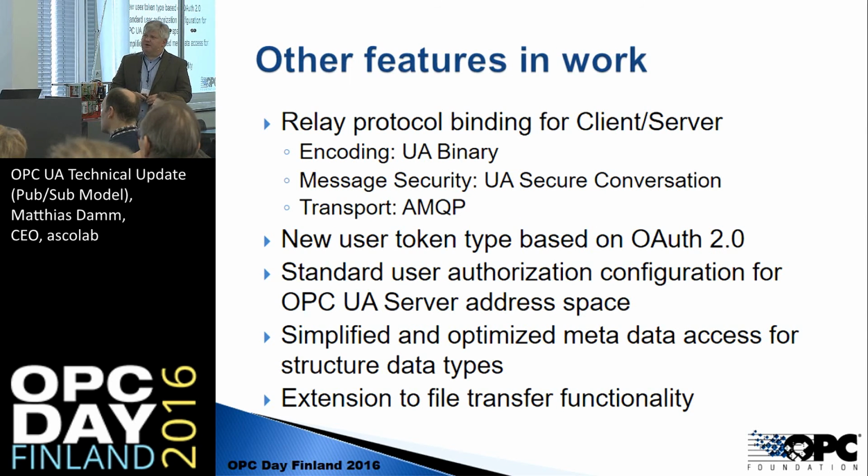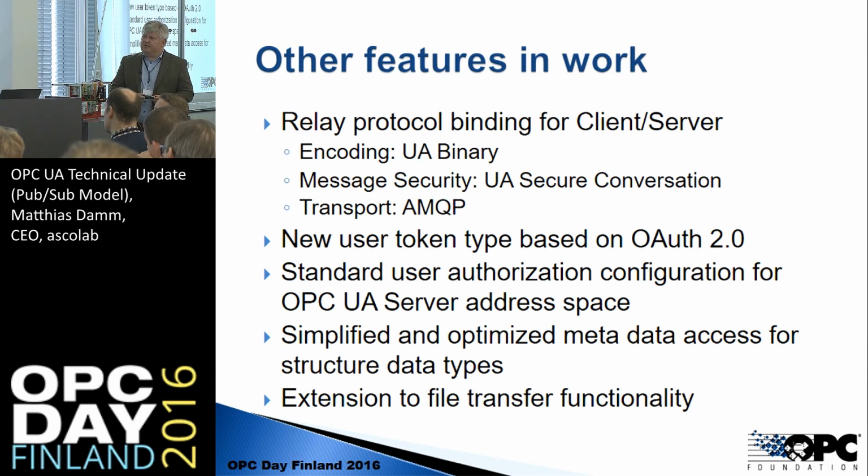Other features we're working on, as I said initially in the use cases, include relay functionality, so that you can talk from a client to a server through a relay. The transport protocol we are using to that relay is AMQP, and there we can benefit from our message-based security. So you can even use a relay you don't trust, because you can encrypt the messages from server to client end to end. There is no way to look into the messages even if you have control over the broker.